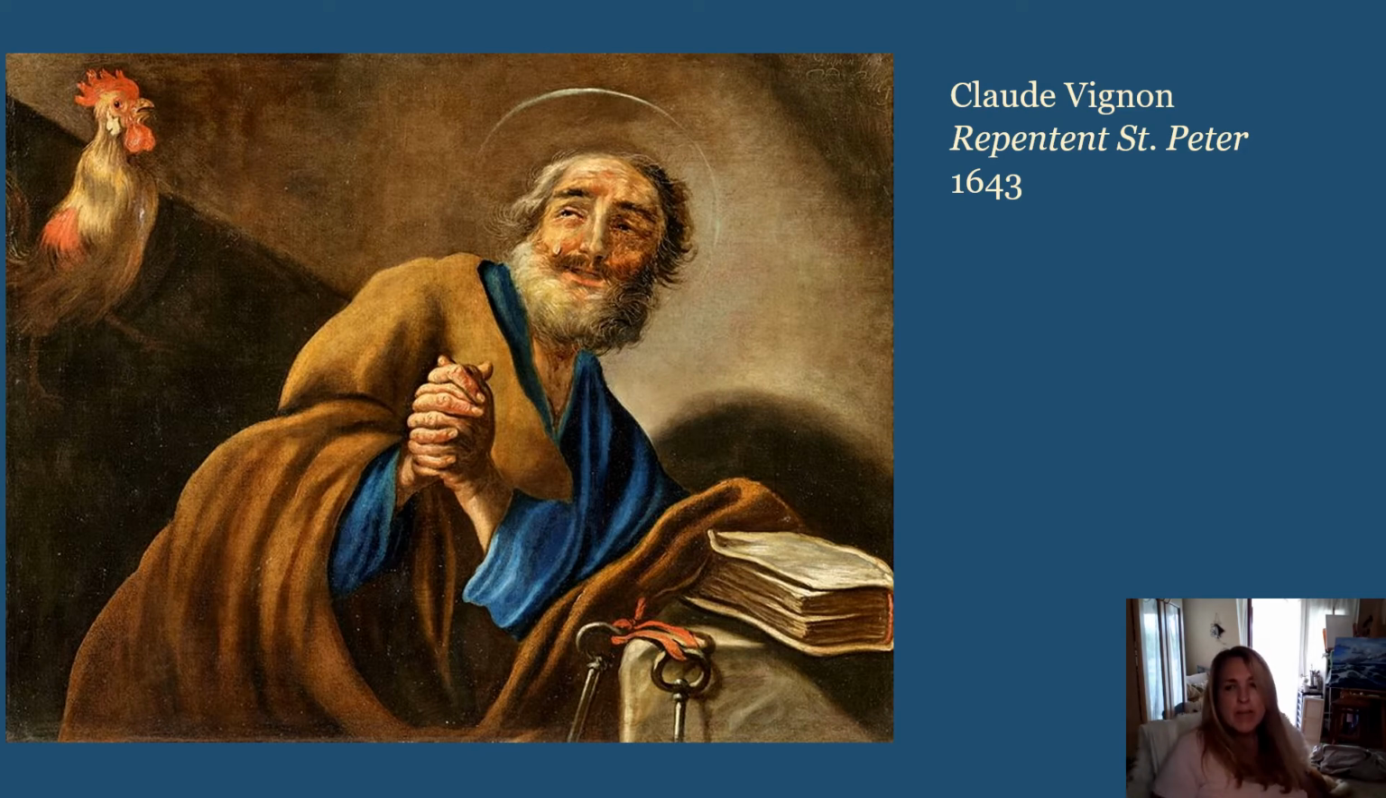Claude Vignon, Repentant St. Peter, 1643. Kind of an odd expression on this one's face, though. And his hands look awkward to me. I find myself sitting there counting fingers because it looks like there's extra ones there. Not really, but it's still, I don't know, it looks awkward to me. But you have the keys there, and you have the rooster there, so it does have some of the typical symbols. Now, some of the images I'm going to show you are perhaps not always key images. They're more to underline a point of the symbols sometimes.